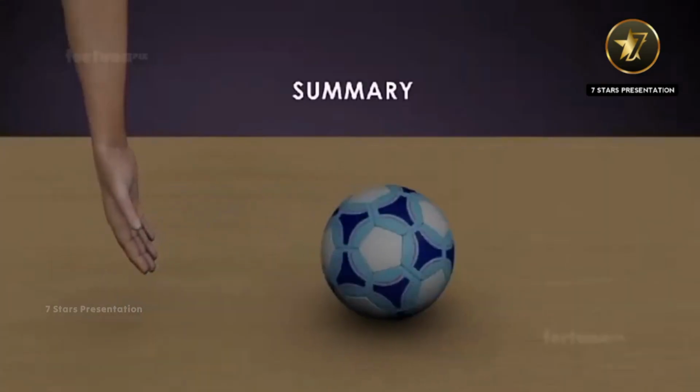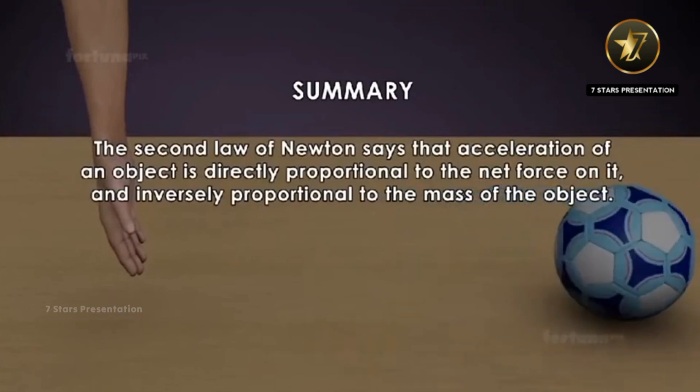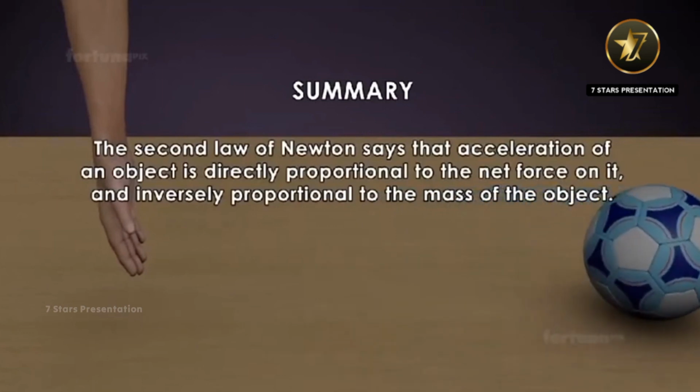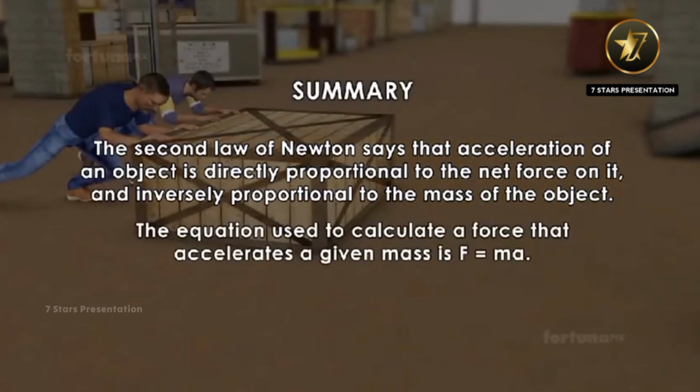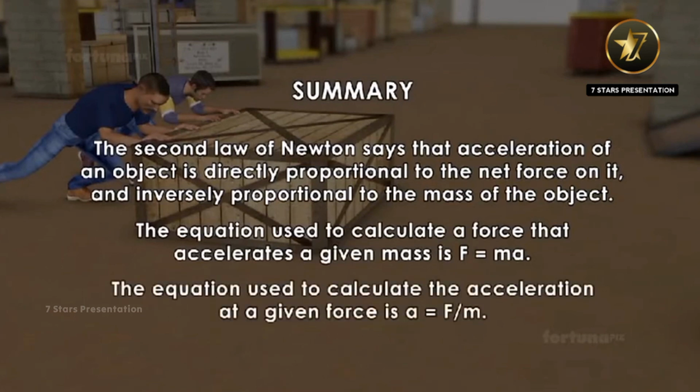Summary. The second law of Newton says that acceleration of an object is directly proportional to the net force on it and inversely proportional to the mass of the object. The equation used to calculate a force that accelerates a given mass is F is equal to ma. The equation used to calculate the acceleration at a given force is A is equal to F by m.